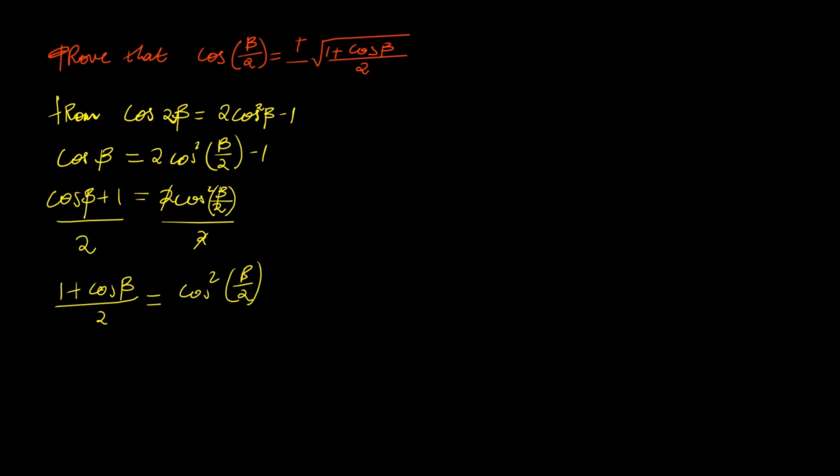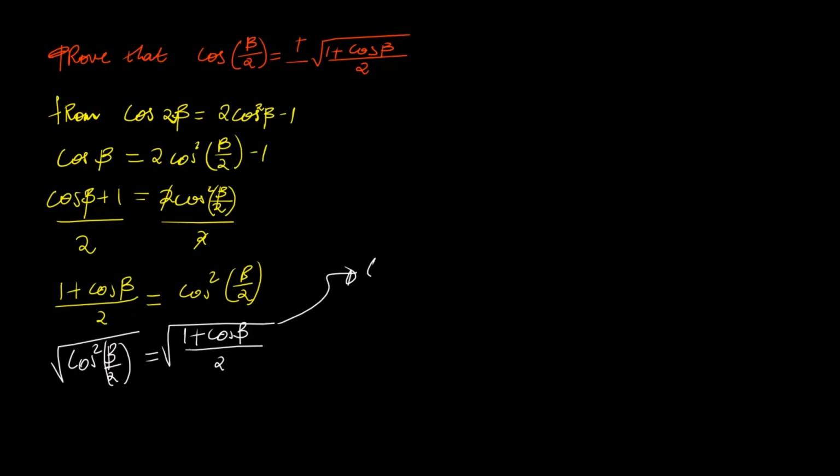So we are going to say cos squared beta divided by 2 is equal to 1 plus cos beta divided by 2. Then I'm just going to root both sides in order to eliminate the exponent 2 that I'm having here. Then I will remain with cos of beta divided by 2, which is the same as plus or minus the square root of 1 plus cos beta divided by 2. That's how it's done.